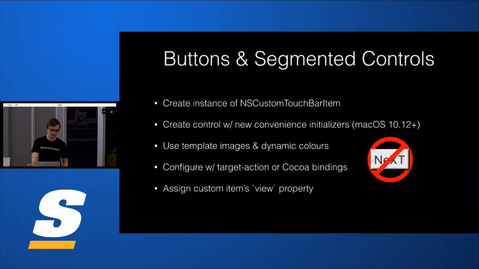Those will make sure that they behave nicely in the touch bar appearance. And if you have custom images, you want to set those as template images so that the system can get them to match the appearance of the keyboard. Because the system dynamically manages the brightness and maybe the white point as well of the touch bar on the keyboard. So that's how you can blend in with everything and appear as if you're part of the hardware. Finally, configure your controls using target action or bindings, and then assign the custom item's view property.